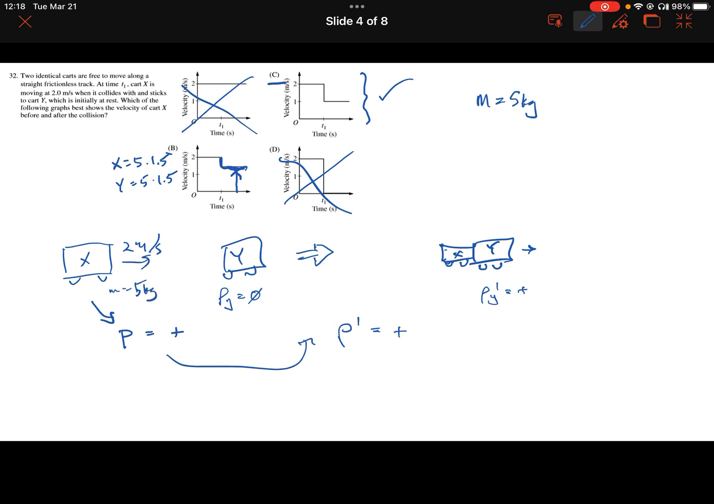So it has to be C. No matter how you do it, you end up with option C as the only possibility.